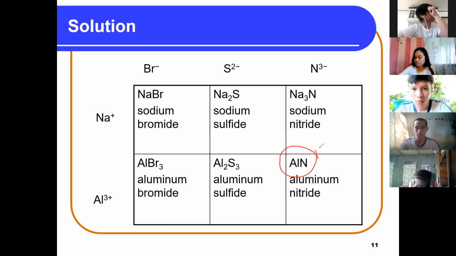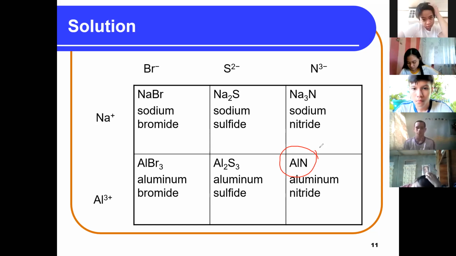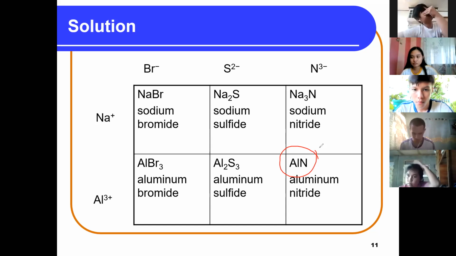According to the IUPAC, the simplified form of the formula is having the subscripts in simplified values, eliminating the divisibility.